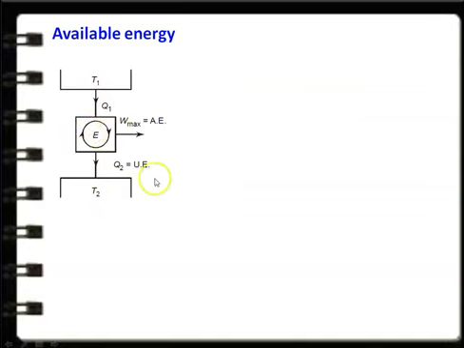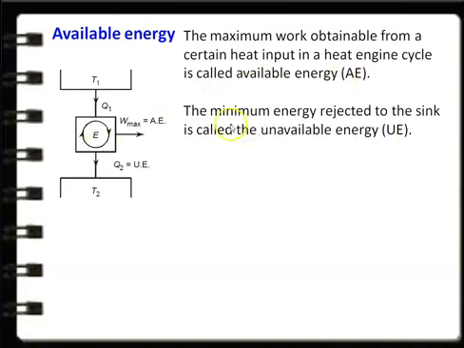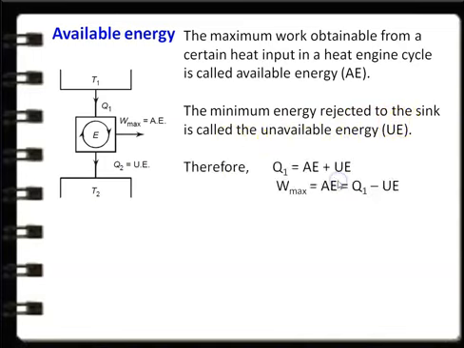So here we have two terms. One is available energy. The work produced by the engine is called available energy, and the heat rejected to the surrounding is called unavailable energy. The maximum work obtainable from a certain heat input in a heat engine cycle is called available energy, and the minimum energy rejected to the sink is called unavailable energy, or UE. Therefore, Q1 equals AE plus UE. So W max equals AE, that is equal to Q1 minus unavailable energy.